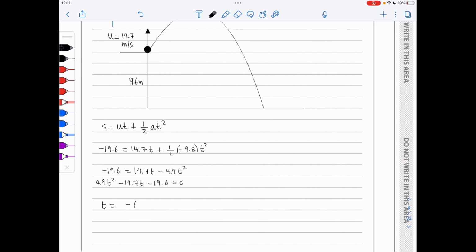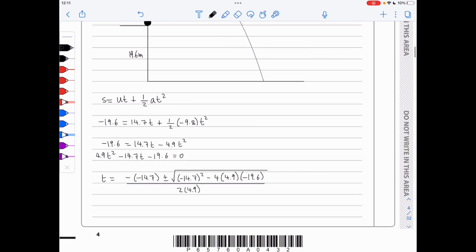t is minus minus 14.7 plus or minus the square root of minus 14.7 squared minus 4 times 4.9 times minus 19.6, over 2 times 4.9. We get two solutions. We get that t is 4 or t is -1. Obviously, the negative solution is rejected. It's not valid. Time is always positive, so we reject that t is -1, and we conclude that the time taken was 4 seconds.